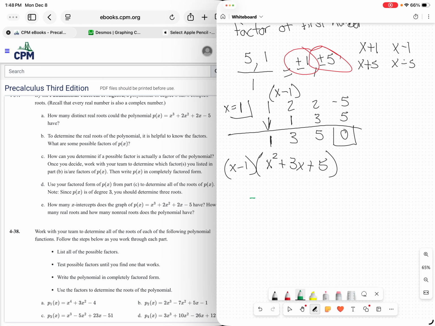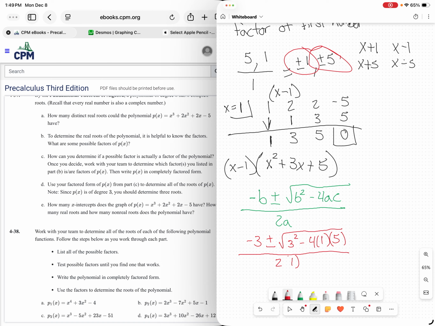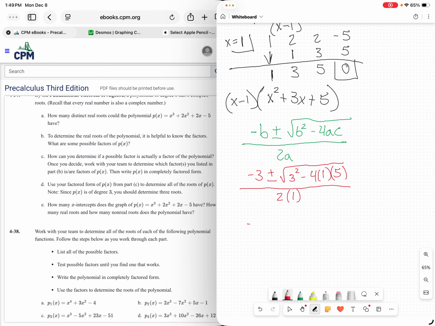So quadratic formula is negative b plus or minus the square root of b squared minus 4ac all over 2a. So we're going to plug this in here. Negative 3 plus or minus the square root of 3 squared minus 4 times 1 times 5 all over 2 times 1. Okay, let's do the math here. Negative 3 plus or minus the square root. 3 squared is 9. 4 times 1 is 4. Times 5 is 20. All over 2.